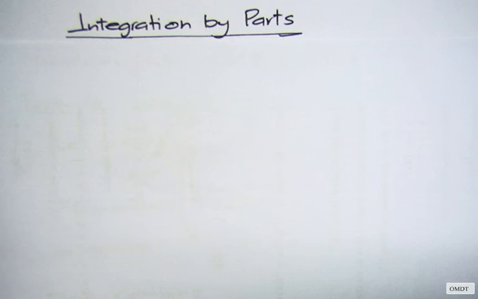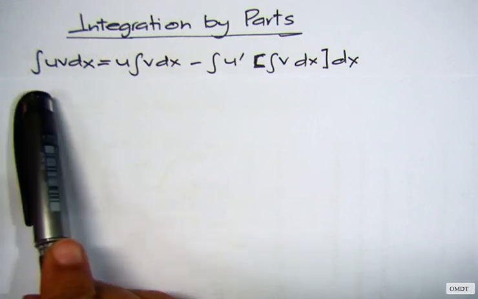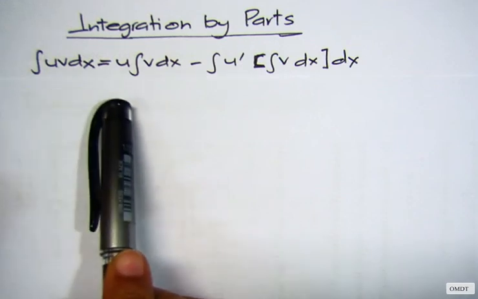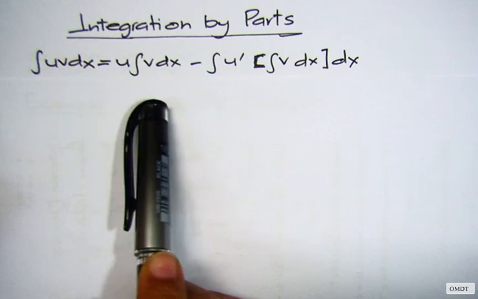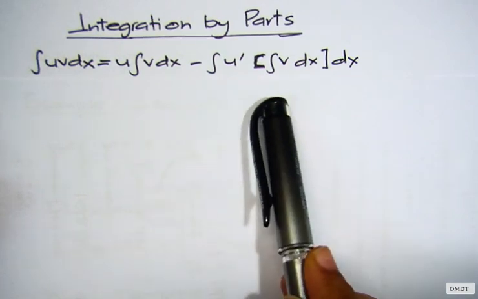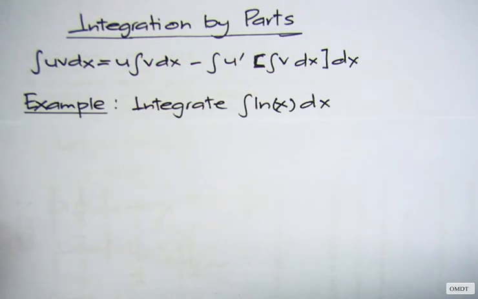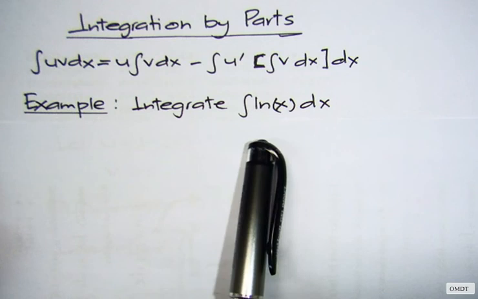Let's continue with our lesson on integration by parts. Our general form again: the integral of uv dx is equal to u times the integral of v dx minus the integral of u prime times the integral of v dx. Let's do an example. Let's integrate ln x dx.